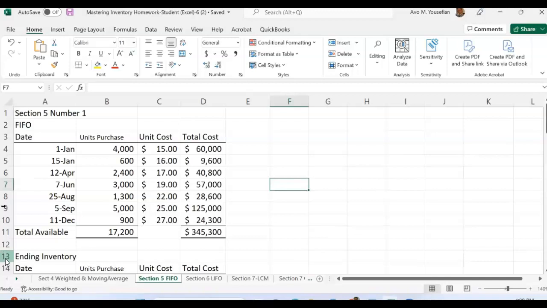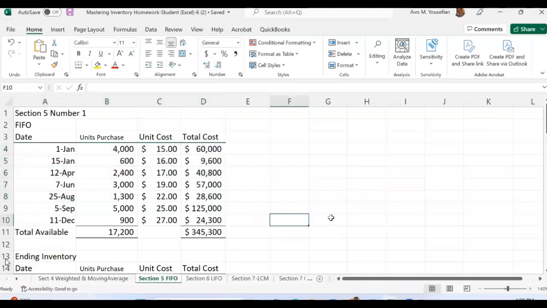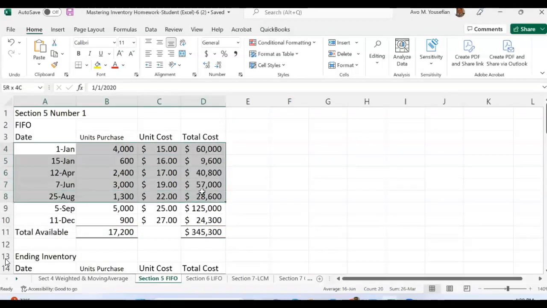Under FIFO, remember, first in, first out. That means this layer is out, that layer is out, that layer is out, that layer is out, that layer is out. So whatever is first is already out. Okay, but what is left then? The left is 2,600 units. Make sense? So first in, first out, the top is gone. Those are all gone. But 2,600 units is left.